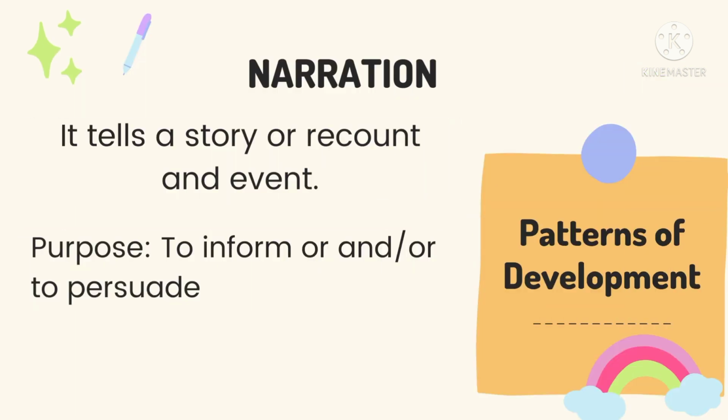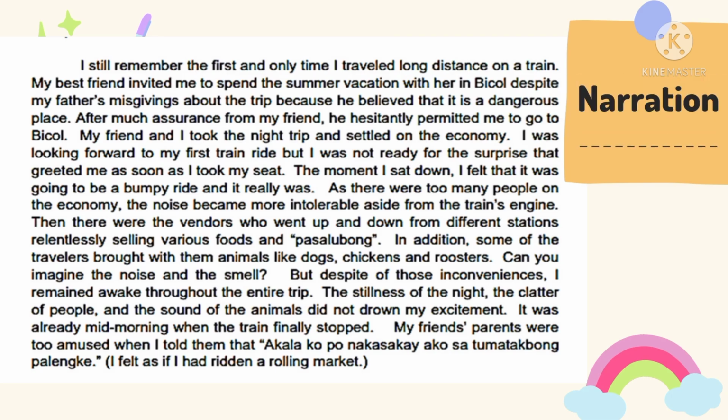First is narration. Narration tells a story or recount an event. Telling a story can be an informative and persuasive way of swaying your readers to your point of view. Now, here is an example of a narrative paragraph or a paragraph using narration. In the sample paragraph, the writer talks about how he or she experienced or remembered the very first and only time he or she traveled long distance on a train. So this one used the narrative paragraph because it tells a story of a past experience. And if you would like to tell a story of your experience, you can also use the narrative paragraph.